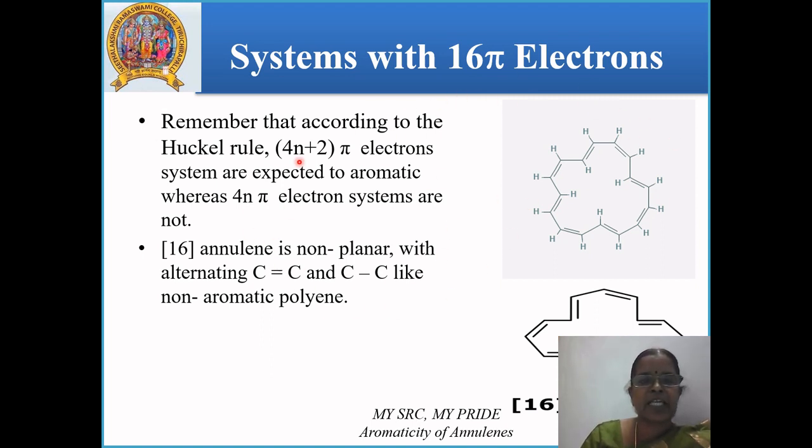A system with 16 pi electrons. According to Huckel's rule, a 16 pi electron system should be anti-aromatic. It is non-planar with alternating C-C single and C=C double bonds and behaves as a non-aromatic polyene.